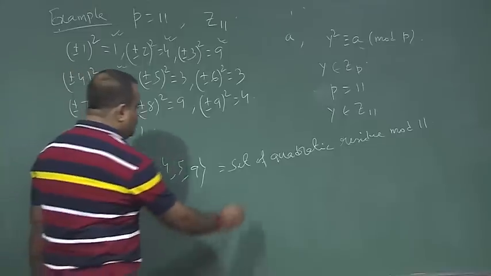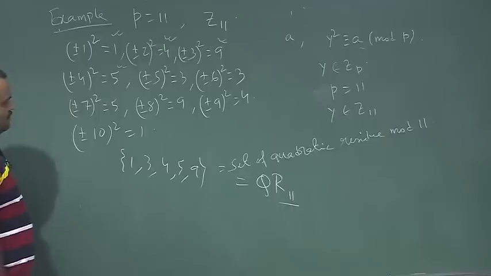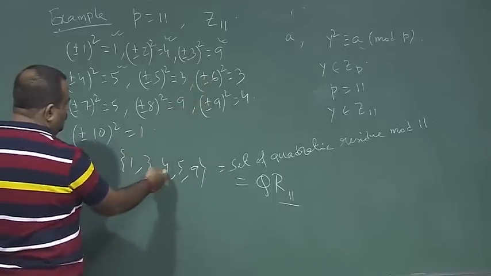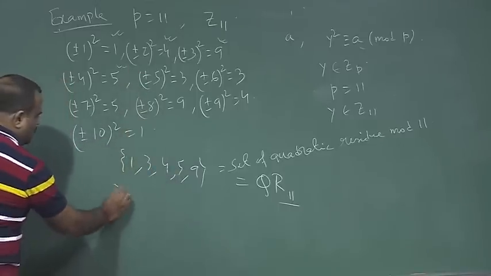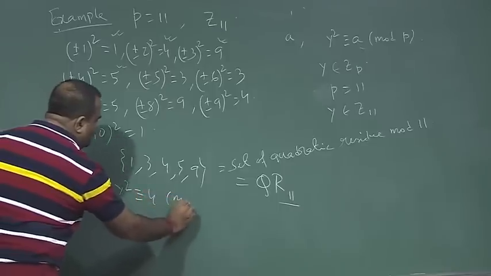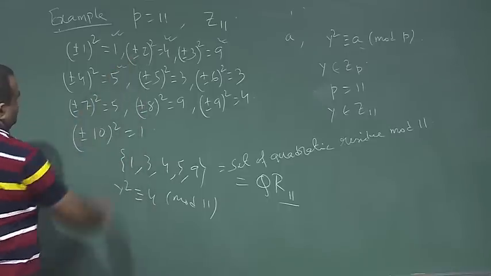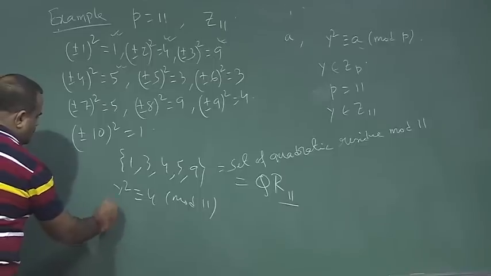This is denoted by QR 11, quadratic residue mod 11. Okay. So that means the remaining are the quadratic non-residues mod 11. Any element, because 4 is a quadratic residue mod 11, because for 4 we have a y. If you take y square congruent to 4 mod 11, that means y is basically plus minus 2, and minus 2 is basically 9. So the y is basically 2 and 9.